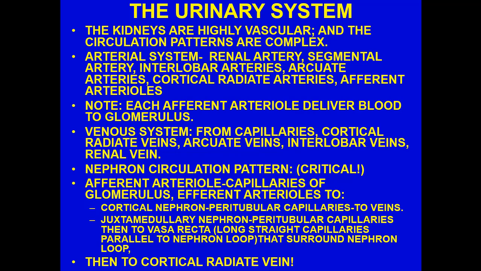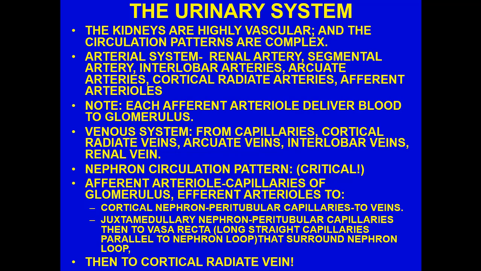I'm going to go over the basic, what I would call the piping. Yes, you have to have some understanding of this. The arterial system consists of, of course, the renal artery coming off from the descending aorta. Then you go segmental artery, interlobular artery, arcuate arteries. Off of them are the cortical radiate arteries, which go up into the cortex. And then you have the afferent arterioles. Now, at the afferent arterioles, you come up to this point where you then have the afferent arteriole deliver blood to the glomerulus.